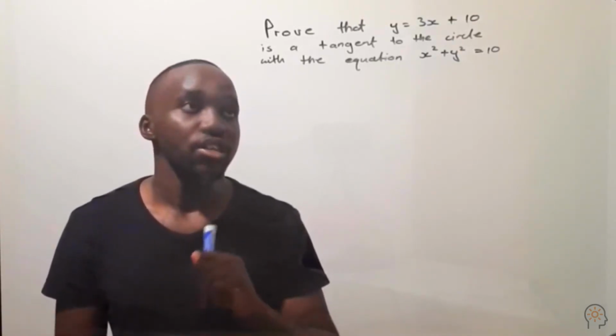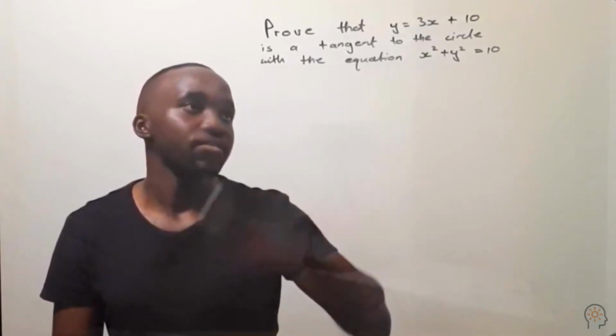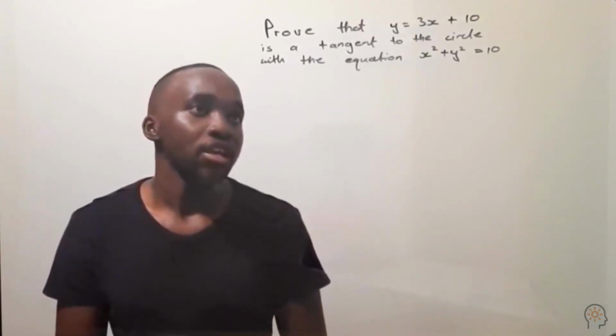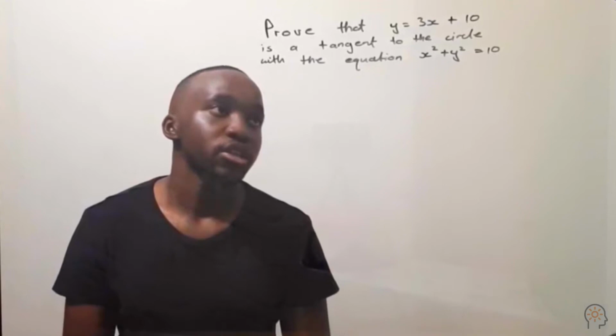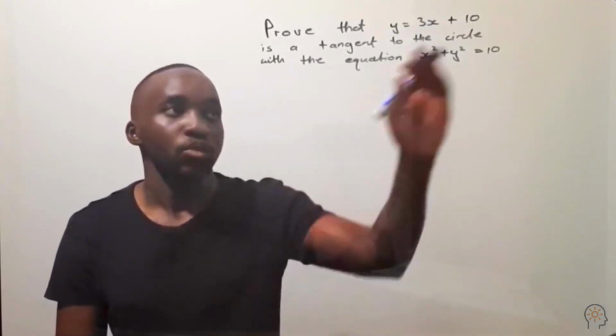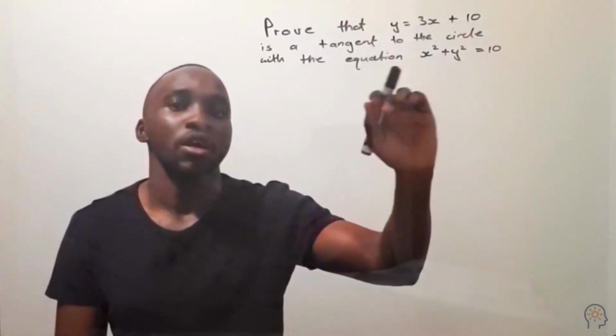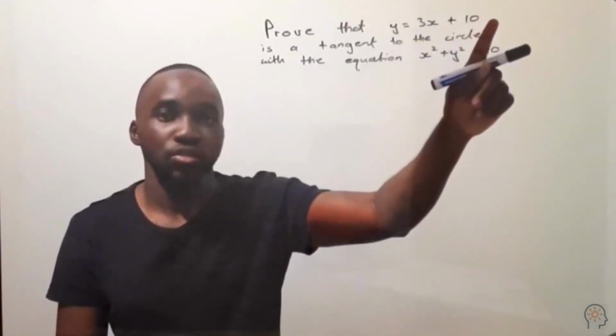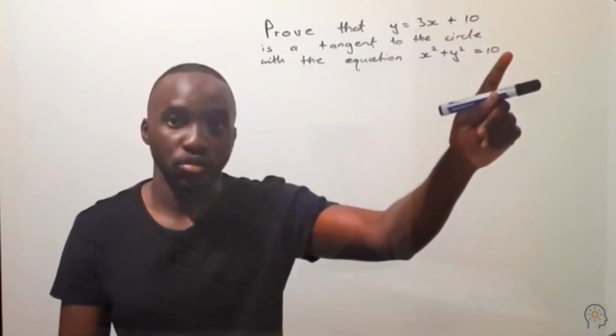Right? So here they're asking us to prove that y is equal to 3x plus 10 is a tangent to the circle with the equation x squared plus y squared is equal to 10. We have a straight line, we have a circle. They want us to prove that this straight line is a tangent to this circle.